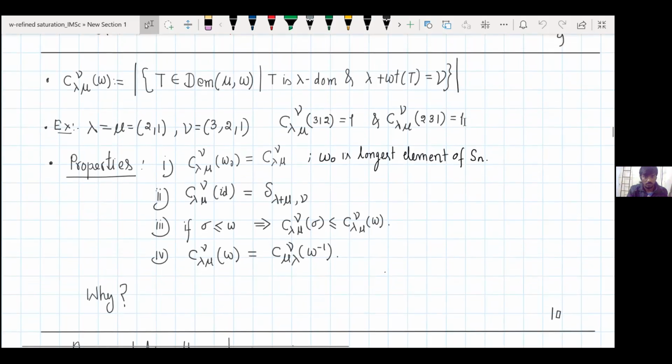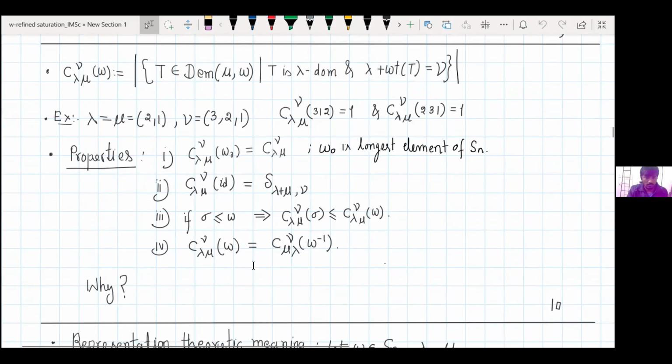Okay, here are some basic properties. Obviously, if you put W equal to W naught, the largest element of the symmetric group, it will match the Littlewood-Richardson coefficient. If you take the identity, then that will be the Kronecker delta, delta of lambda plus mu and nu. And if you take two permutations sigma less than or equal to W in Bruhat order, then the corresponding refined coefficients preserve the order.